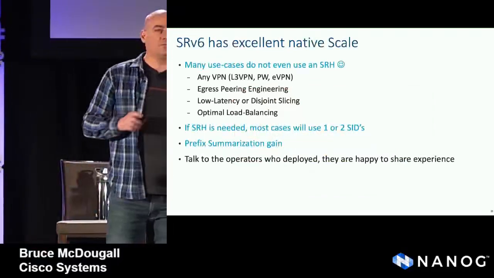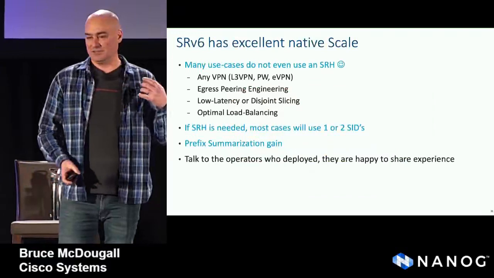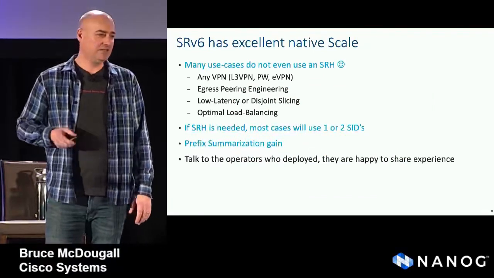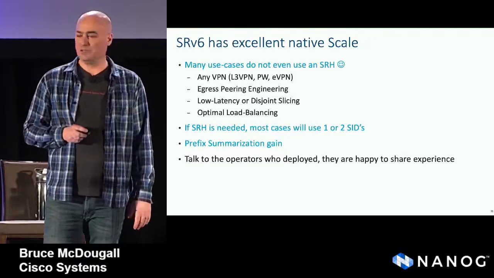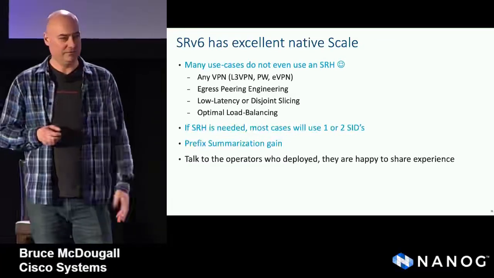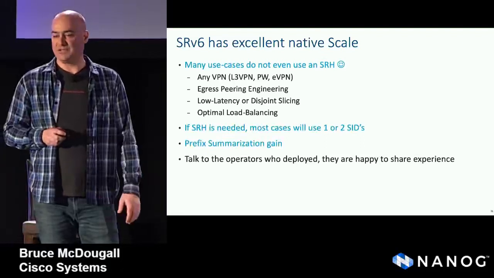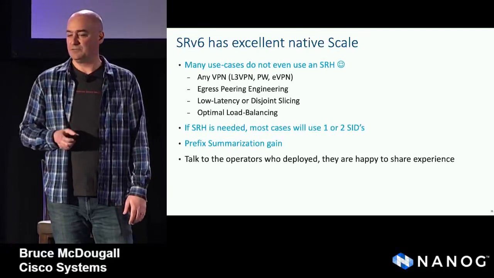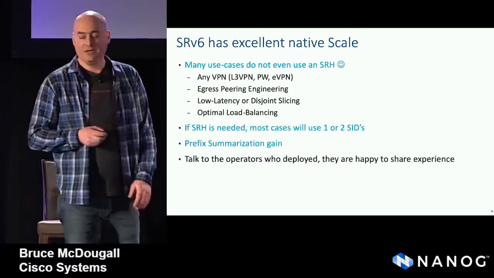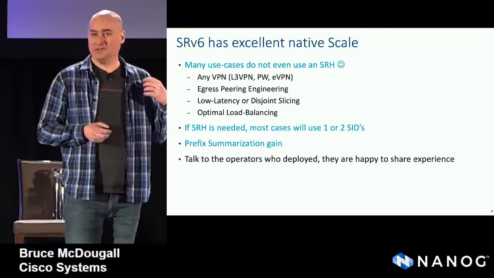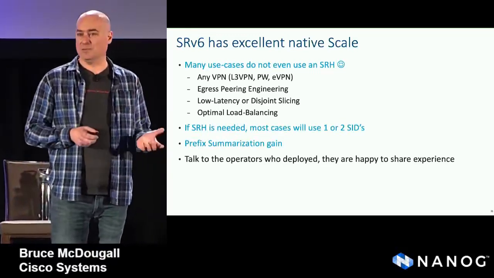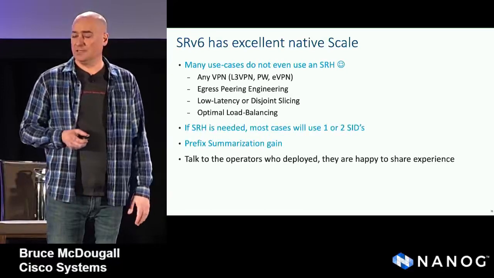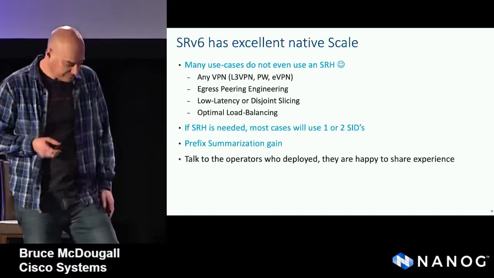So, on top of prefix summarization, SRv6 does have excellent native scale. We can support a lot of use cases with a single outer IPv6 header. And after that, most use cases can be satisfied with one or two SIDs in the SRH. We do get the prefix summarization gain, and we've got several operators that have implemented in production, and they're happy with what they're getting, and definitely happy to share experience.